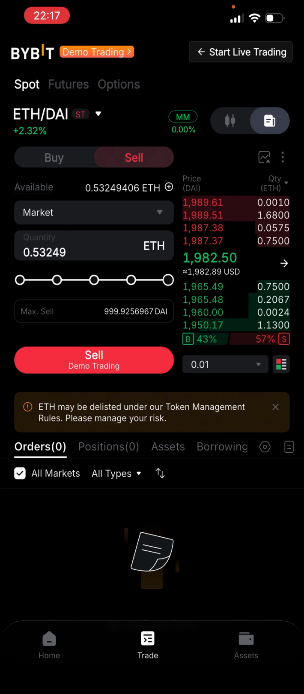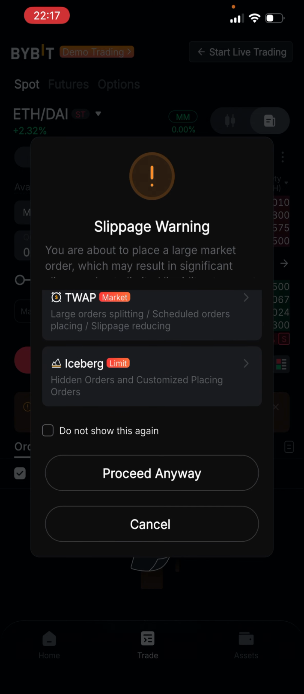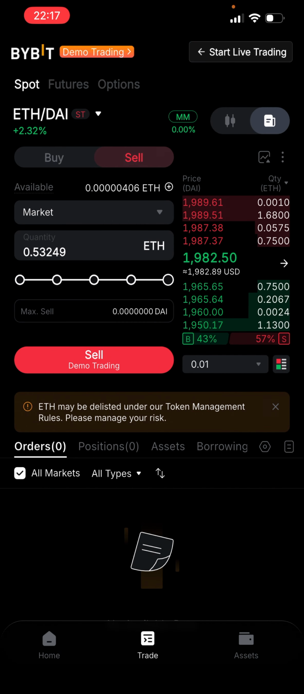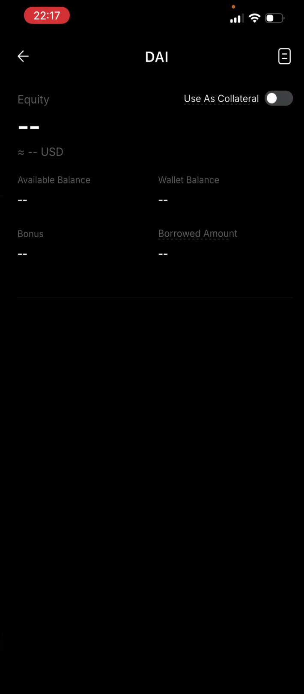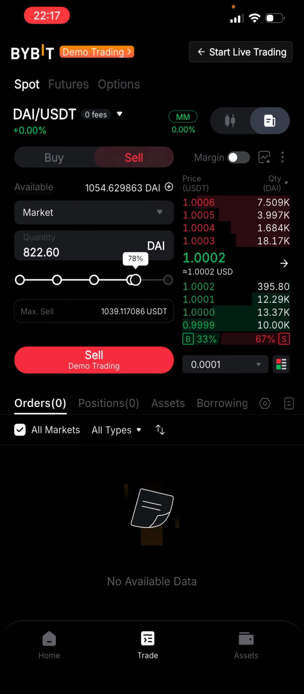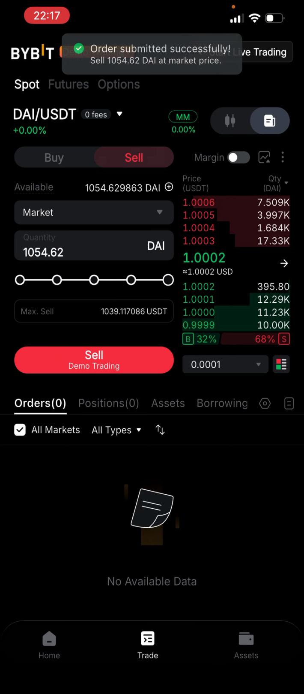So let's do that. We are going to sell it at market price, so we get to see there, then sell. You proceed or swipe anyway, so sell, then we are done. We have sold it to DAI, so we have our DAI here. So DAI at 1054. From DAI we sell it back to USDT. Let's sell that back to USDT.